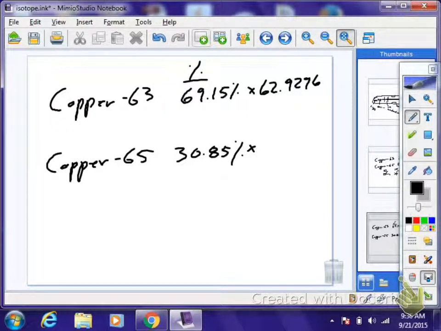And that's in AMUs. Right? I'm not going to put AMU, but that just means it's not grams right yet, but it's AMUs. And then the next one they say is 64.9278, we'll say, rounded.